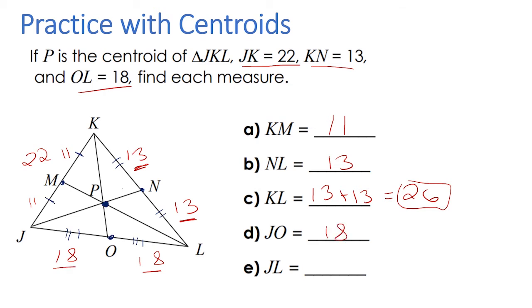Last one here, we want to find JL. Since JO is 18 and OL is 18, we could simply add 18 plus 18, which will give me 36.